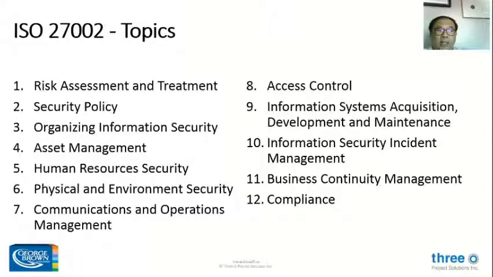Generally, there are 12 topics in ISO 27002. These are the 12 subjects: risk assessment, security policies, organizing information security, asset management, human resources security, physical security, obviously, communication and operational management, access control, a big one, information system acquisition, development, and maintenance. Oftentimes people purchase systems. Information security incident management, business continuity management, another big subject, and compliance.